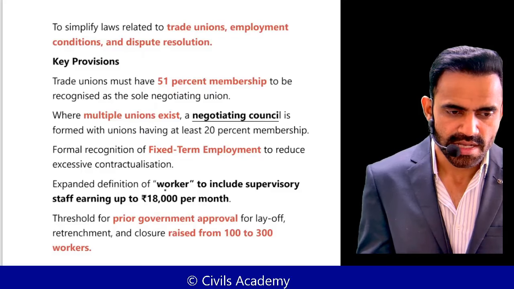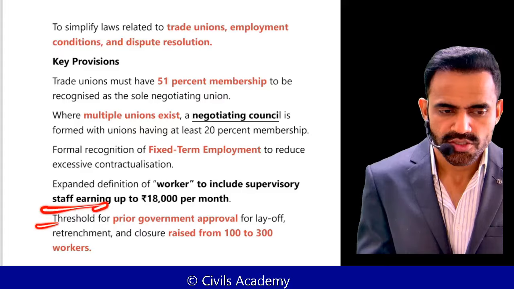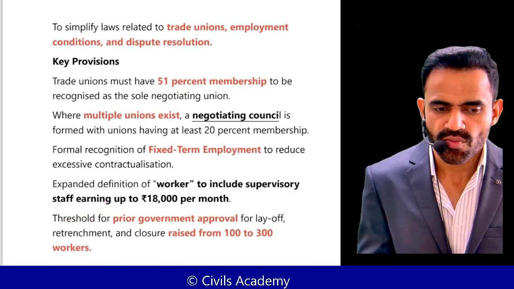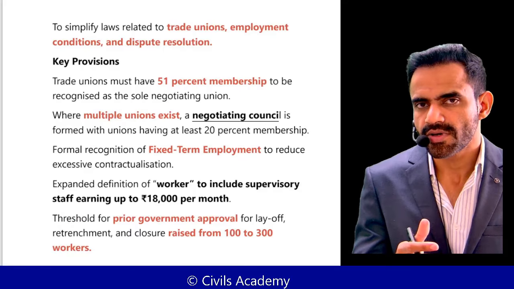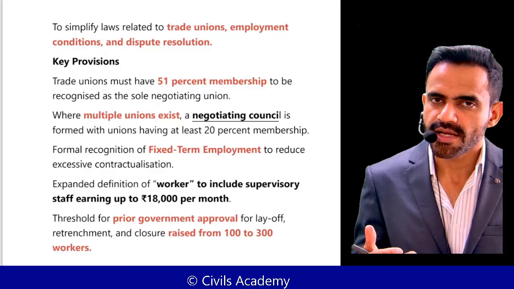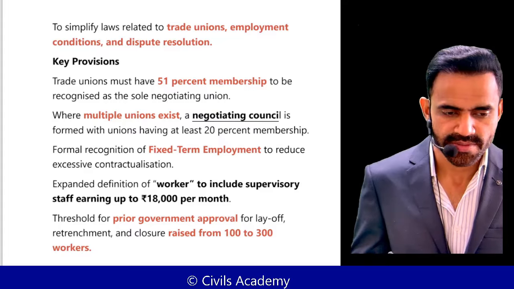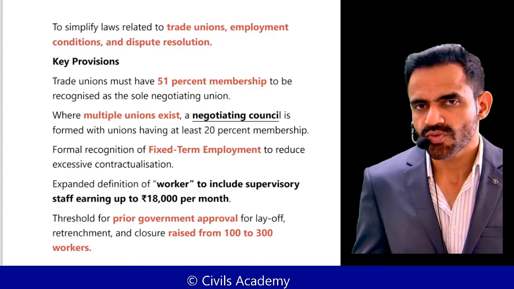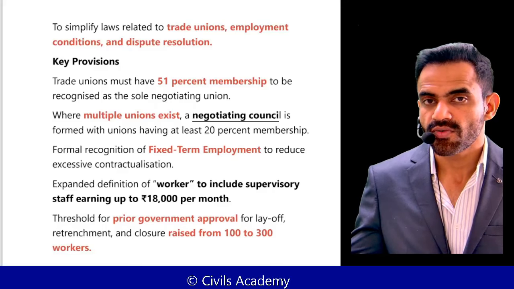Okay, the definition of worker has been expanded to include supervisory staff who is earning up to 18,000. Previously, worker basically meant only certain category of people were included. Now, anyone who is earning less than 18,000 will be in this category of worker. Okay, even if you are a supervisor. So previously, what companies used to do, they used to give supervisor title to a worker so that they don't have to follow these rules.